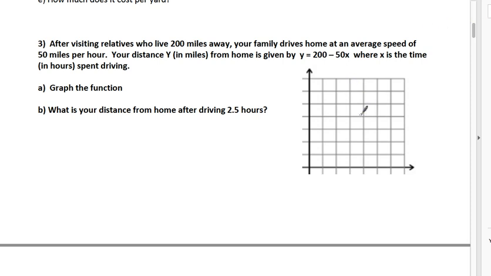After visiting relatives who live 200 miles away, your family drives home at an average speed of 50 miles per hour. Your distance, y, okay, so y is your distance from home, is given by this equation. X is the time spent driving. Okay, so right away I know that I can put time on the x-axis and distance on the y.